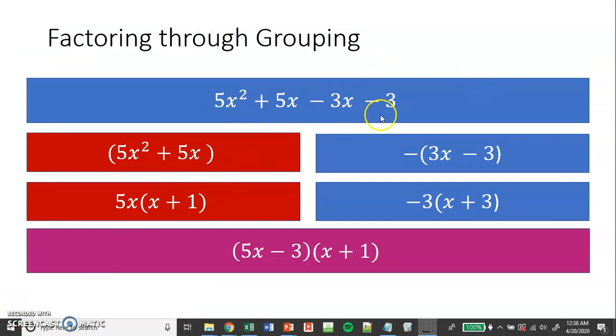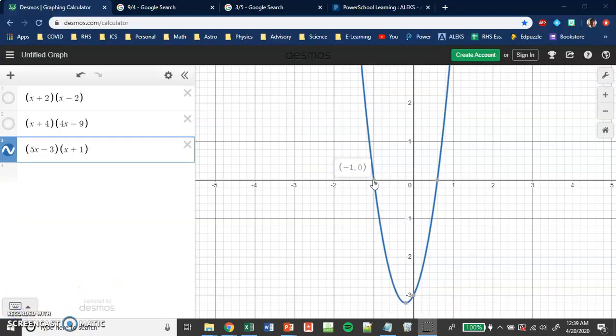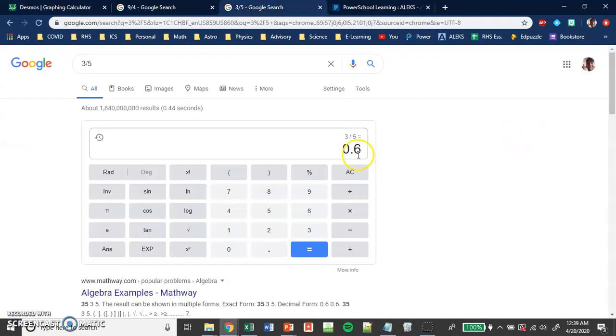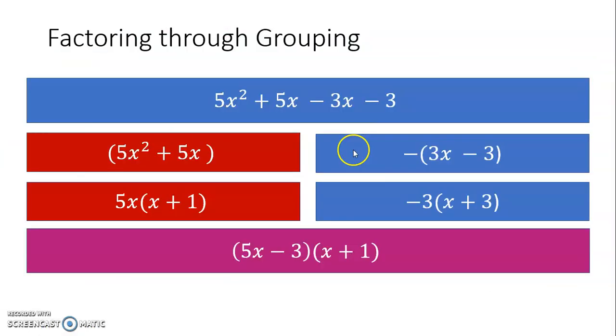Really quickly, let's factor this. Okay, so if you do the appropriate factoring, you end up with these 2 terms. Let's see what that looks like. All right, this crosses the x-axis at -1 and 0.6. 0.6 is the same as 3/5. Let's double check that that works out.